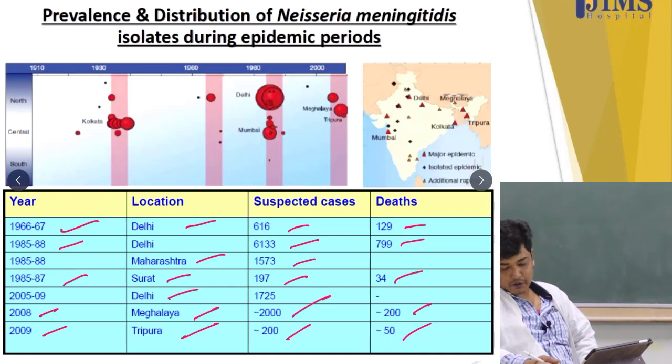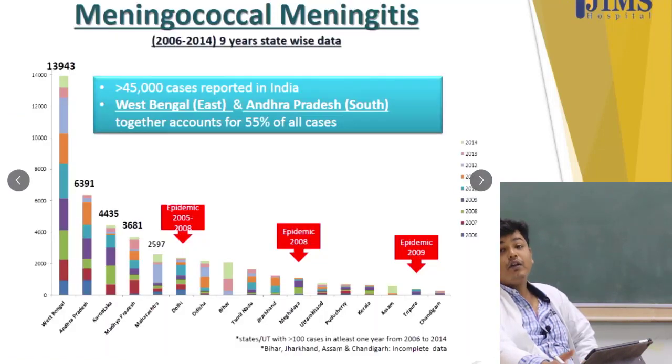Why? Again, infrastructure is one of the major reasons. Since advanced infrastructure is not there and most of the areas are remotely located, people could not get access to better treatment facilities. That's why the number of deaths was higher. This is the data of India.